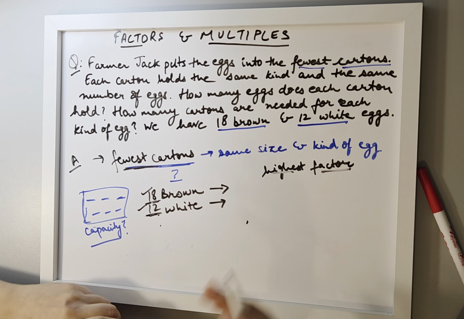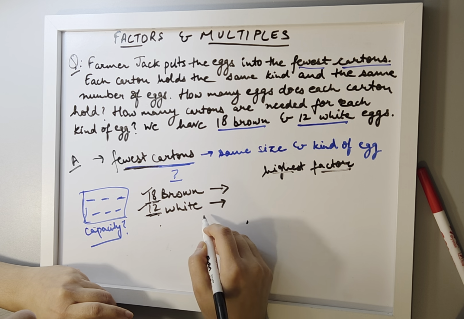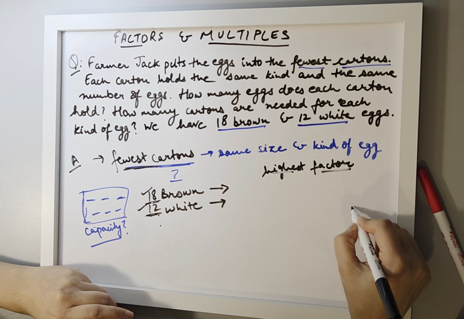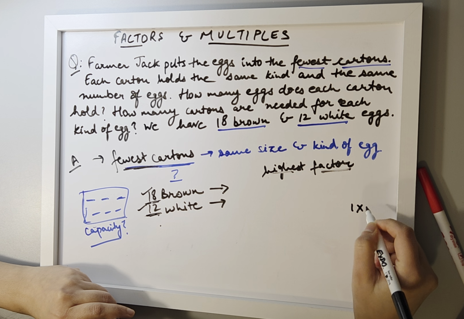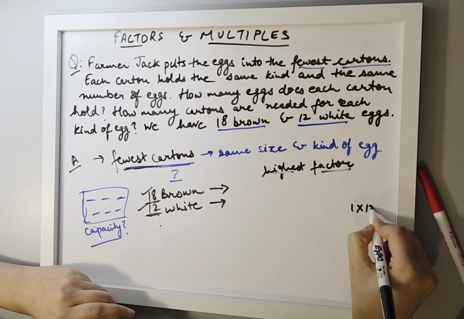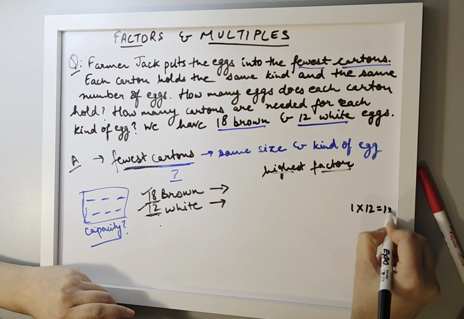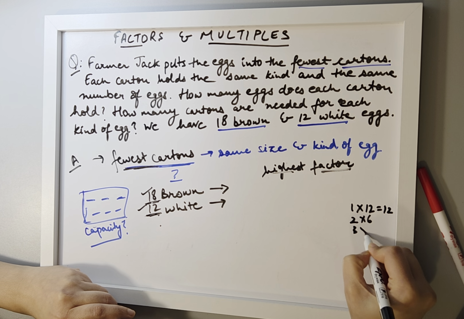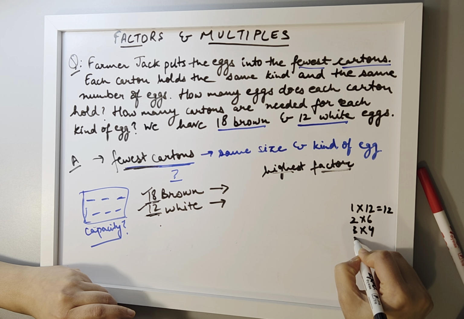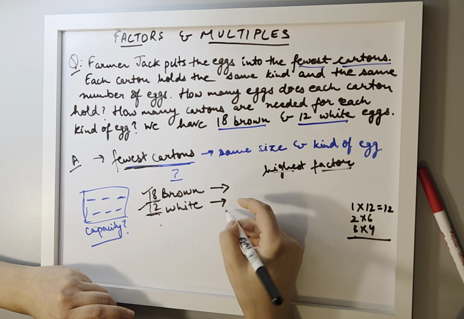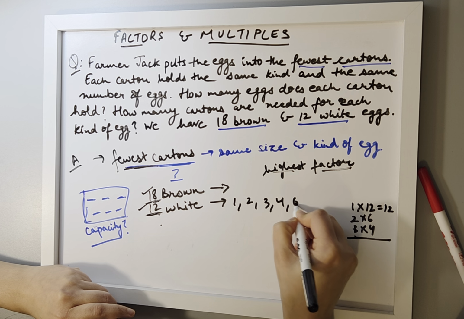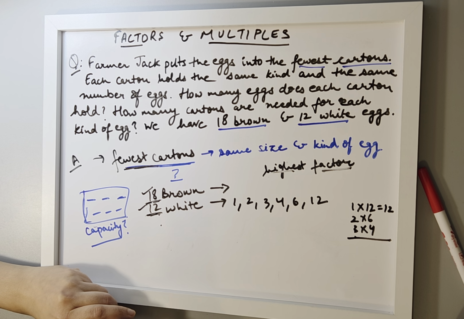Okay, so let's start with the first step. We need to find the factors of 12. So how do we find the factors? We do 1 into 12, 12, then 2 into 6, 3 into 4, and then 4 into 3. So we stop here. The factors are 1, 2, 3, 4, 6, and 12.